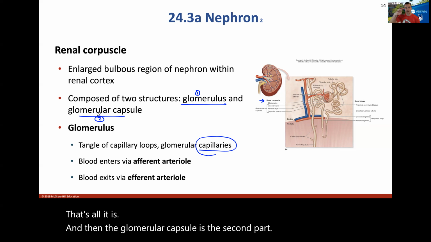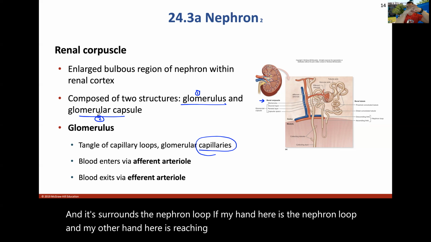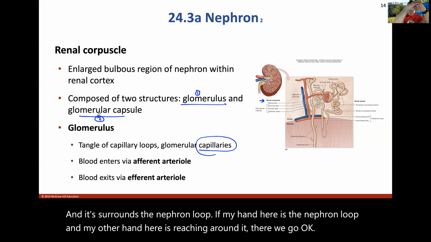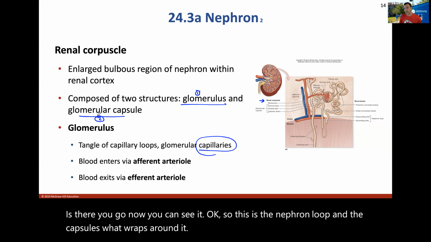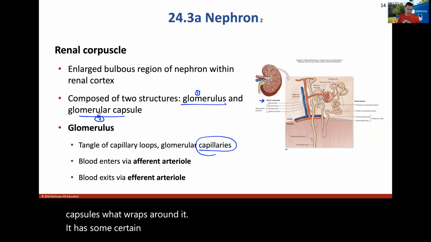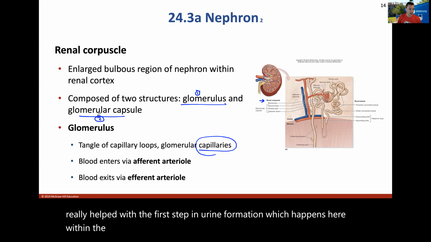And it surrounds the nephron loop. If my hand here is the nephron loop, and my other hand here is reaching around it, there we go, okay? There you go, now you can see it, okay? So this is the nephron loop, and the capsule is what wraps around it. It has some certain pieces of anatomy that make it unique, that really help with the first step in urine formation, which happens here within the renal corpuscle itself.